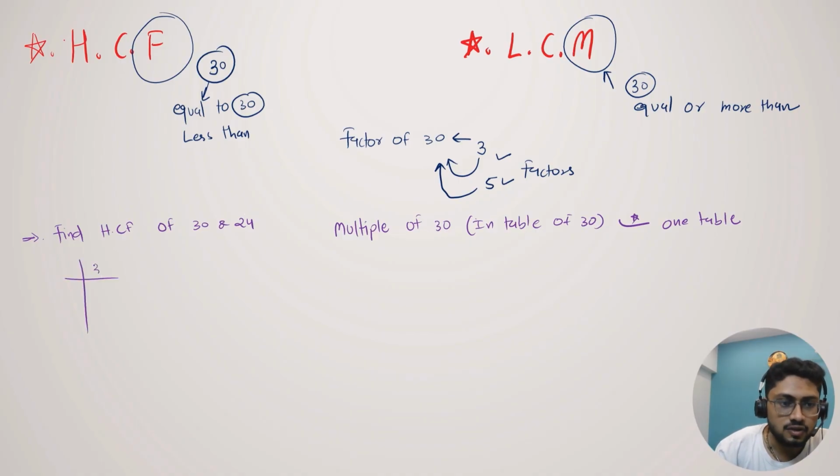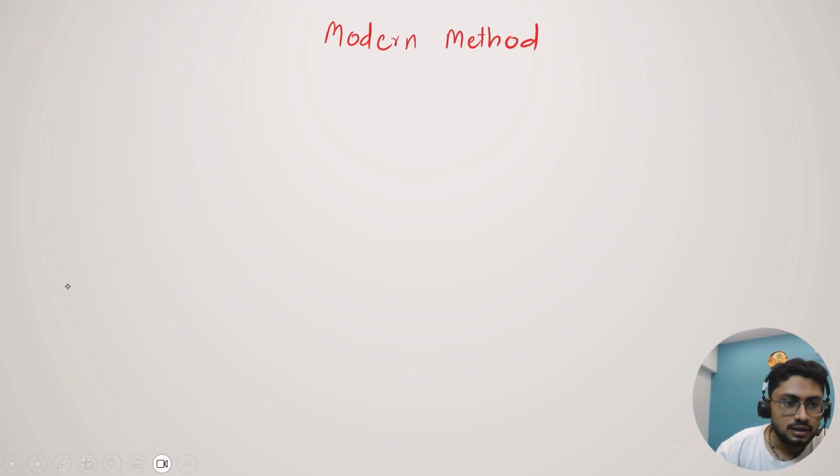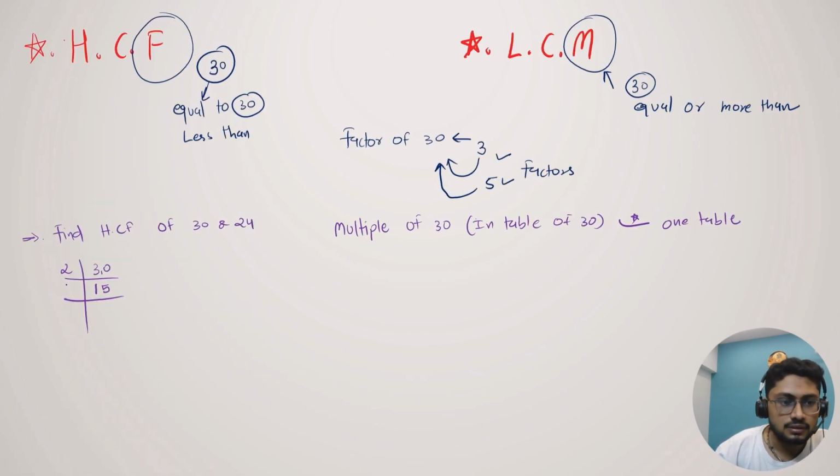of 30 and 24. So how are we going to start? First find the factors of 30. 2 ones are 2, 1 is remaining. Now it's becoming 2 fives are 10. We are not going to divide with 2 again, we are going to divide with 3. 3 fives are 15, 5 ones are 5. What are the factors of 30? 2 into 3 into 5.